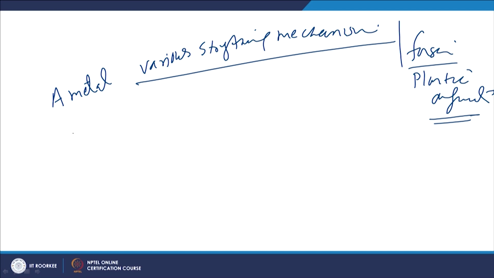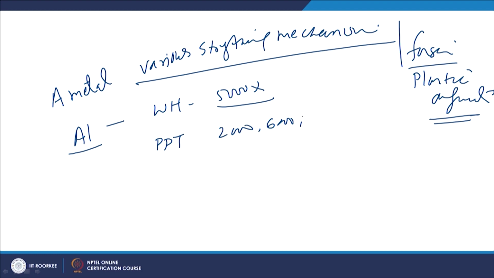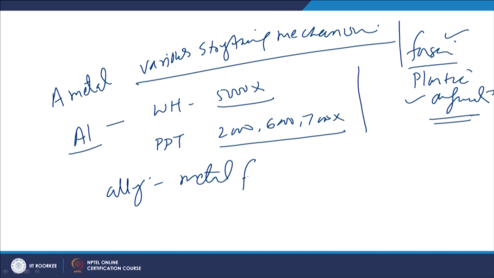So, let us take simple aluminum. In aluminum we have work hardenable metals of the 5000 series aluminum alloys, and precipitation hardenable metals of the 2000, 6000 and 7000 series aluminum alloys. Responses to fusion welding as well as deformation of these metal systems will be different, and that is what we have talked about under the different categories.